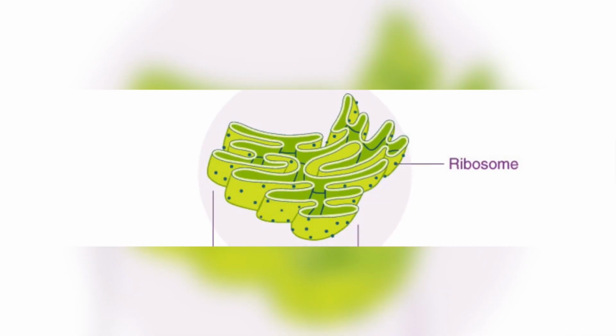You can see in the diagram also, this is the diagram of the rough endoplasmic reticulum which has some small granules, that is the ribosomes. Here ribosomes are only for the synthesis of the protein, which is further helpful for the plasma membrane for the biogenesis or the synthesis of the cell membrane.